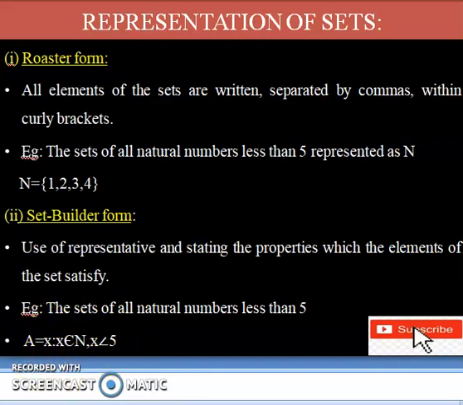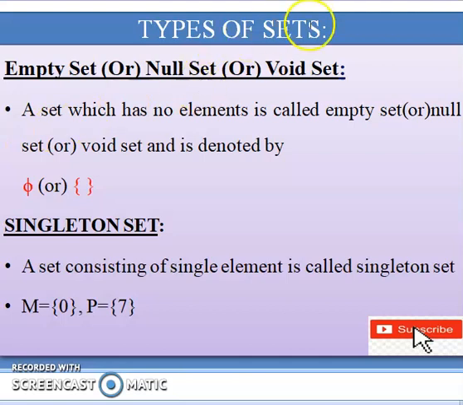Okay. Now coming to the types of sets, we have many types. One is the empty set or null set or void set. All three are the same. A set which has no elements is called an empty set or null set or void set, and it is denoted by this symbol called phi, or it is empty curly brackets. That is, when we do not have any element in those brackets, then it is called an empty set or null set or void set, and it can also be represented by phi.